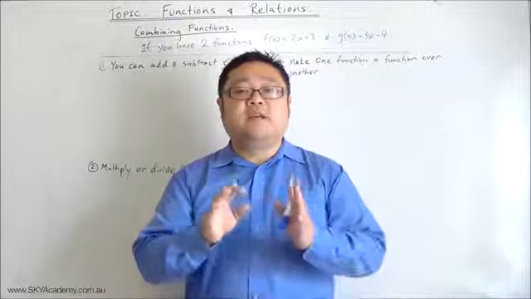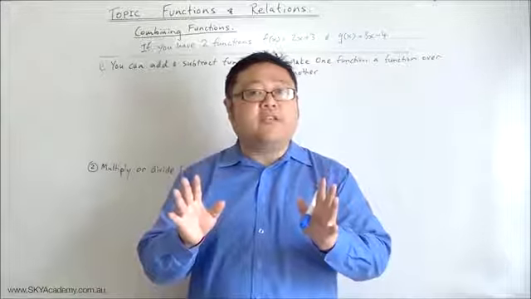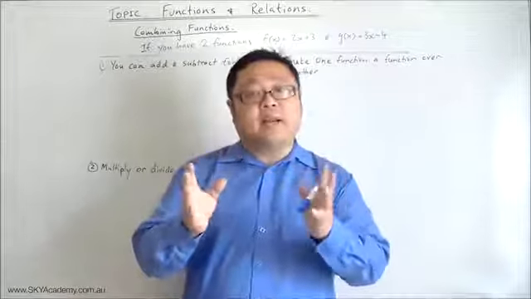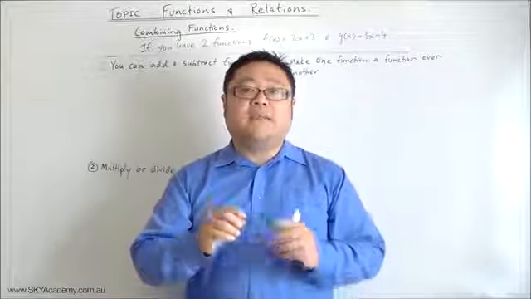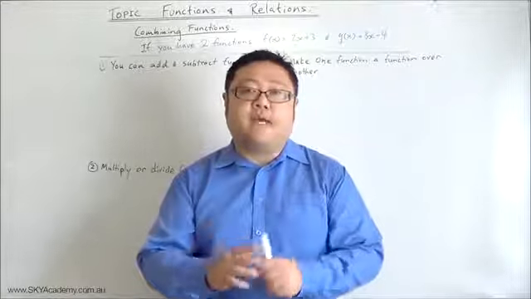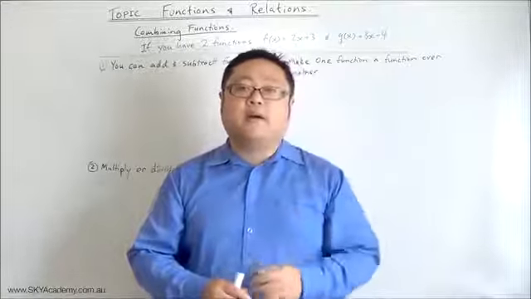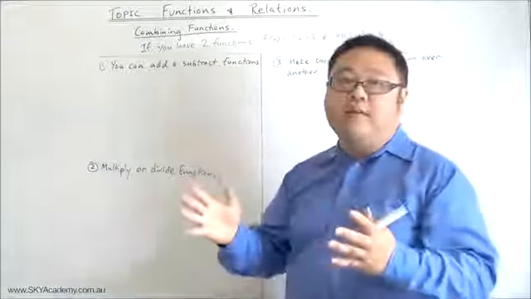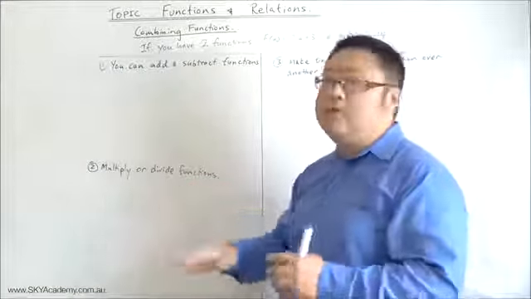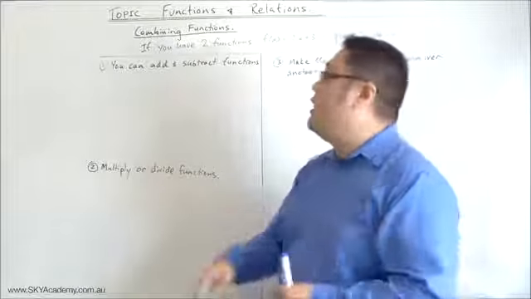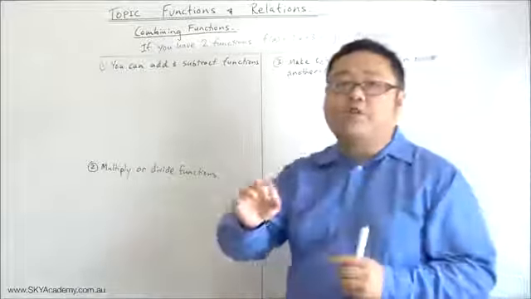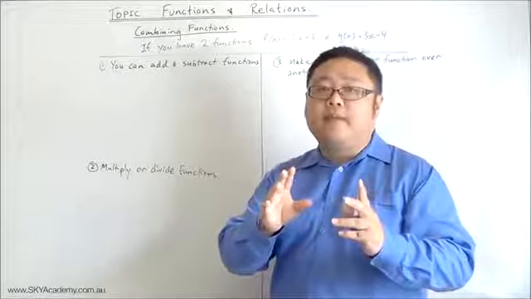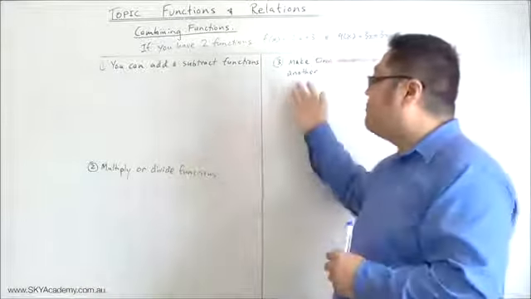We've been looking at functions and relations up until now, and now I'm going to look at combining functions together. There are a number of ways that functions can be combined, and we're going to look at three of them. We can add or subtract functions together. You can multiply or divide functions together. And finally, you can make one function a function of the other. We're going to look at how we can do that.